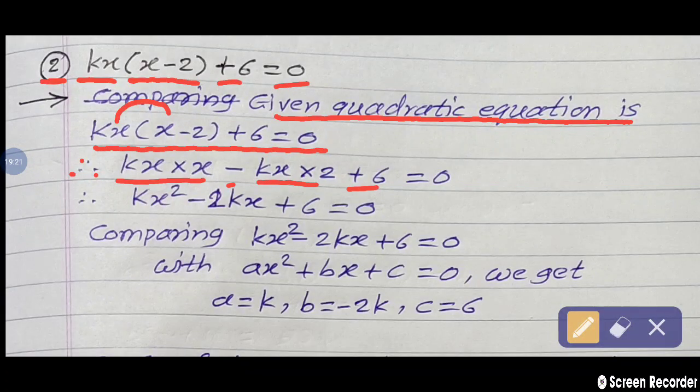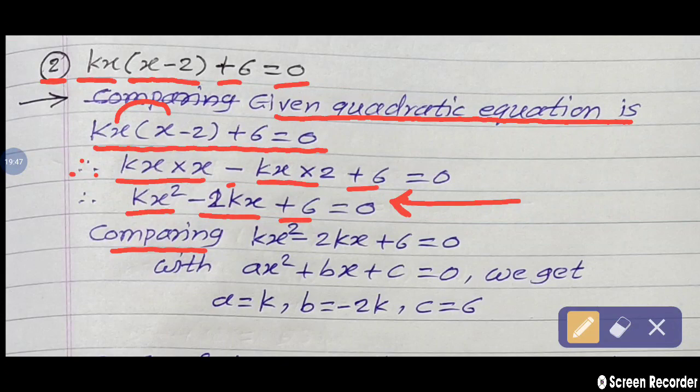So k remains as it is, x into x means x square, so kx square minus kx multiplied by 2. 2 is a constant number that we write first, so minus 2kx plus 6 equal to 0. So we are getting the given quadratic equation in standard form. Afterward we are comparing.